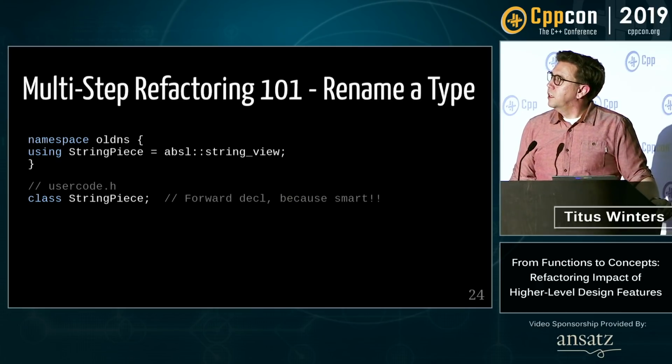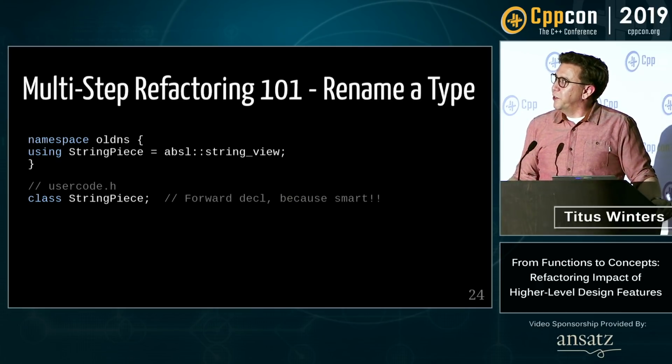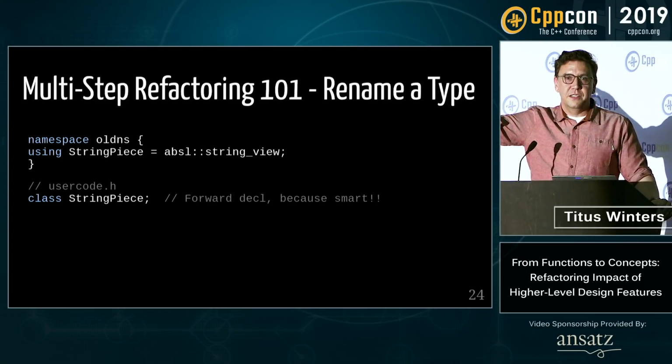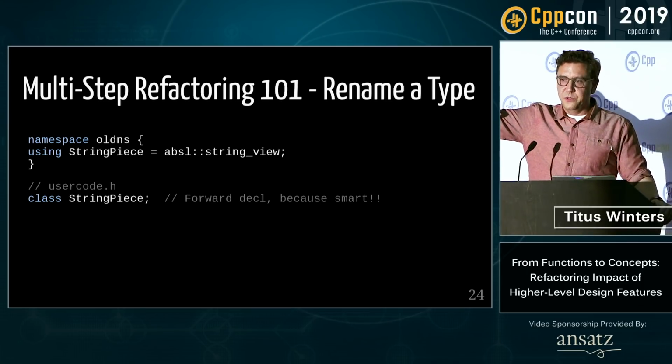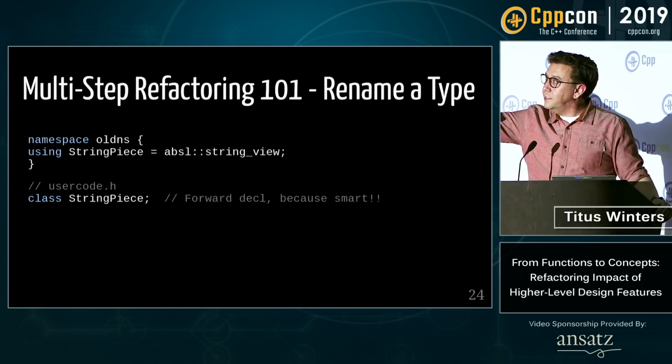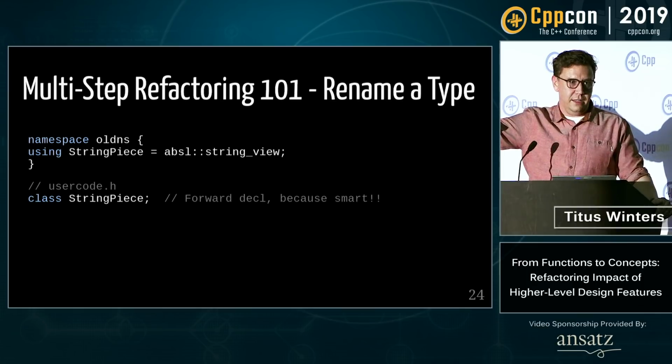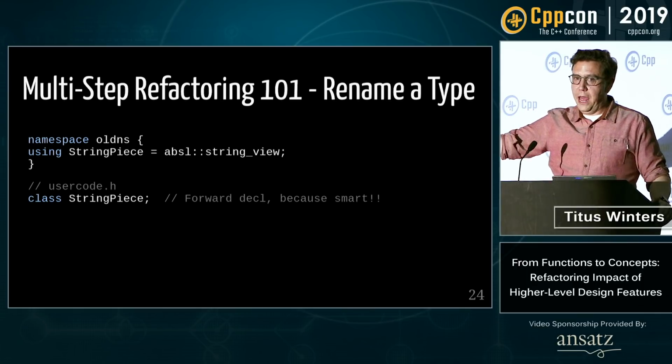Good luck with that. Furthermore, by forward declaring it in usercode.h, for instance, this is now a build break for the users of usercode.h, because you can't forward declare it as a class when it is in fact an alias, right? So now you've just gotten in my way.